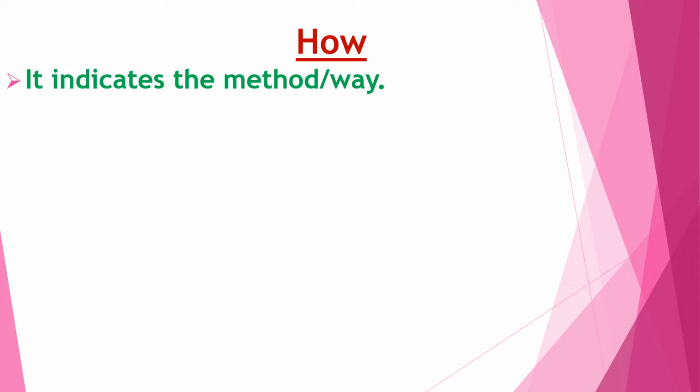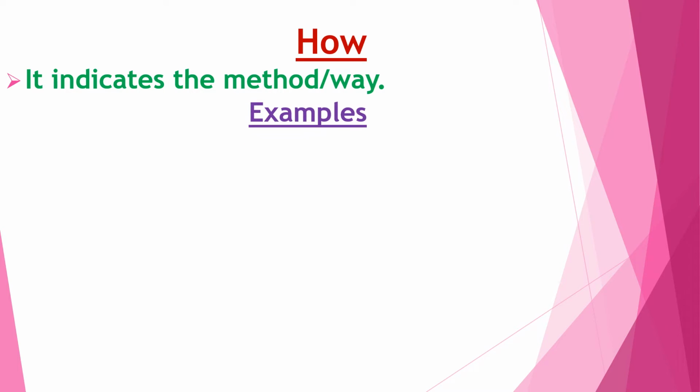Now we'll discuss the second joining word, "how." It indicates the method or way. I am telling you a trick. Whenever you find the word "method" or "way" or the word "how," you can join the two sentences using "how."